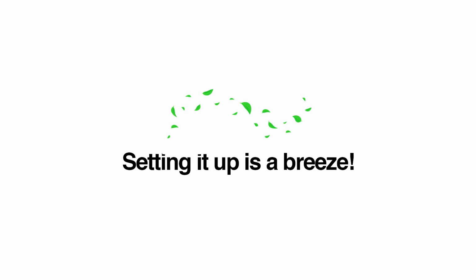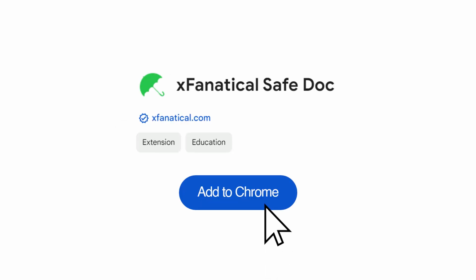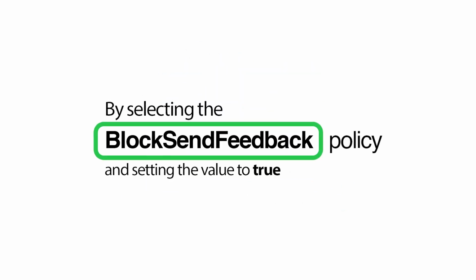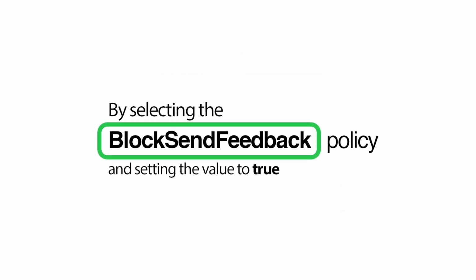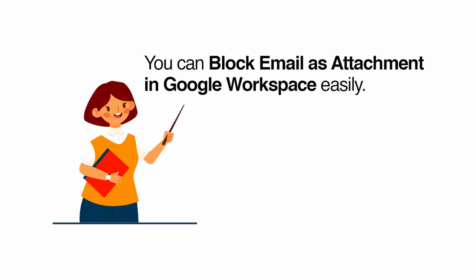Setting it up is a breeze. Go to Chrome Web Store page, search for Safe Doc, then click Add to Chrome to add this extension. Once it is installed, by selecting the block Send Feedback policy and setting the value to True, you can block feedback in Google Workspace easily.